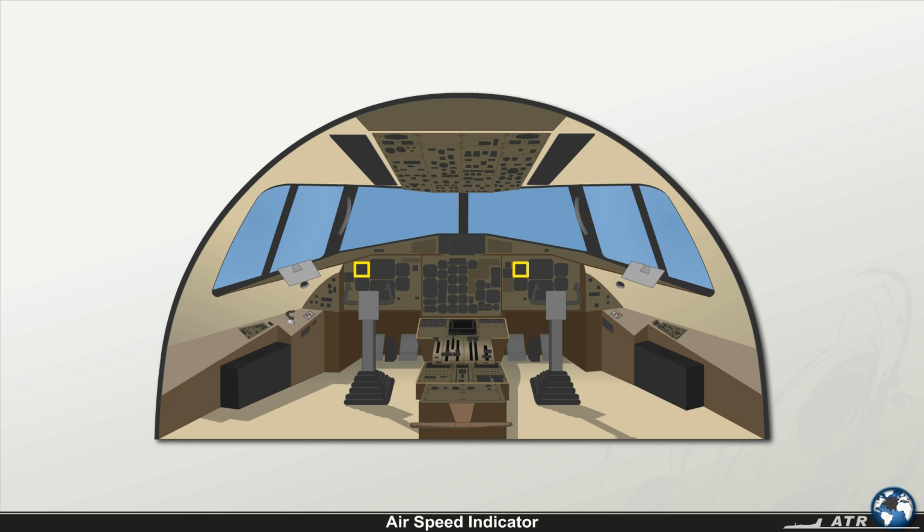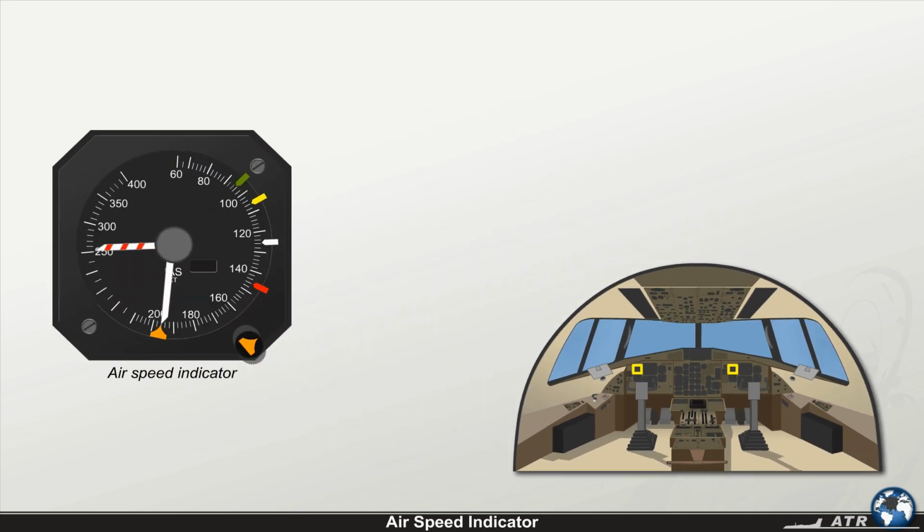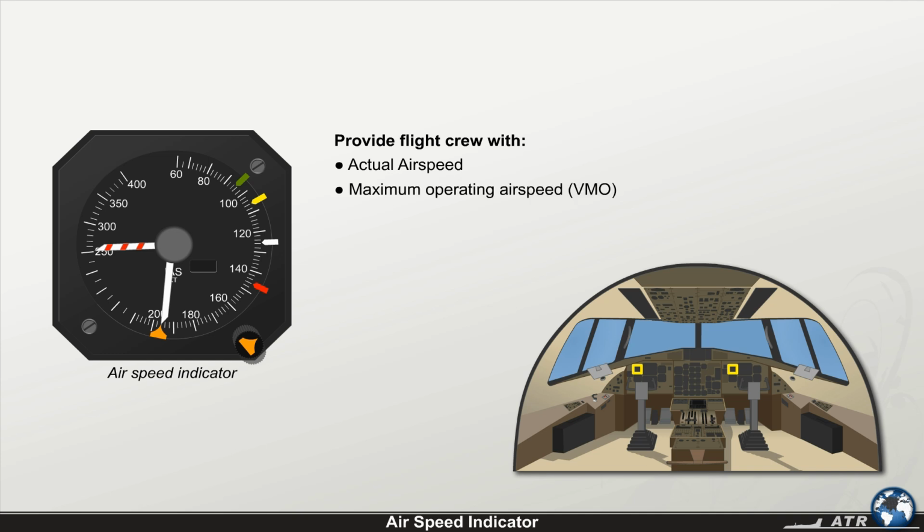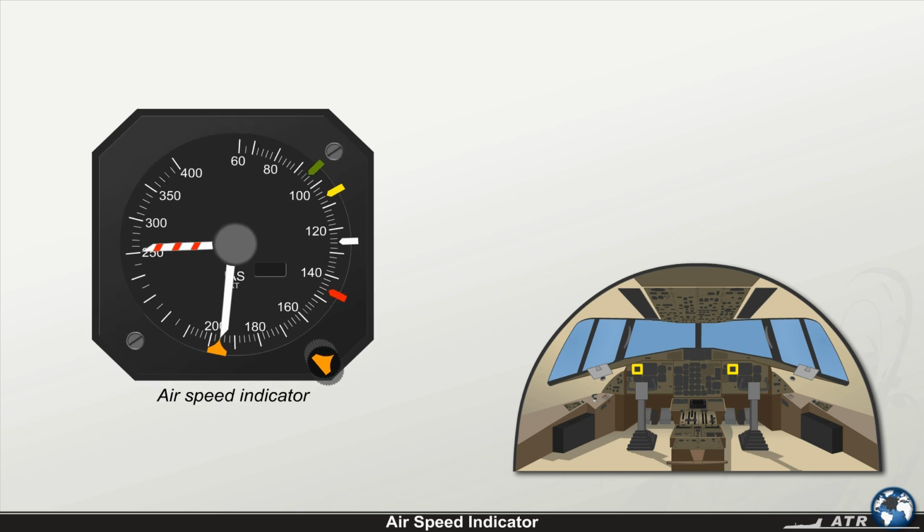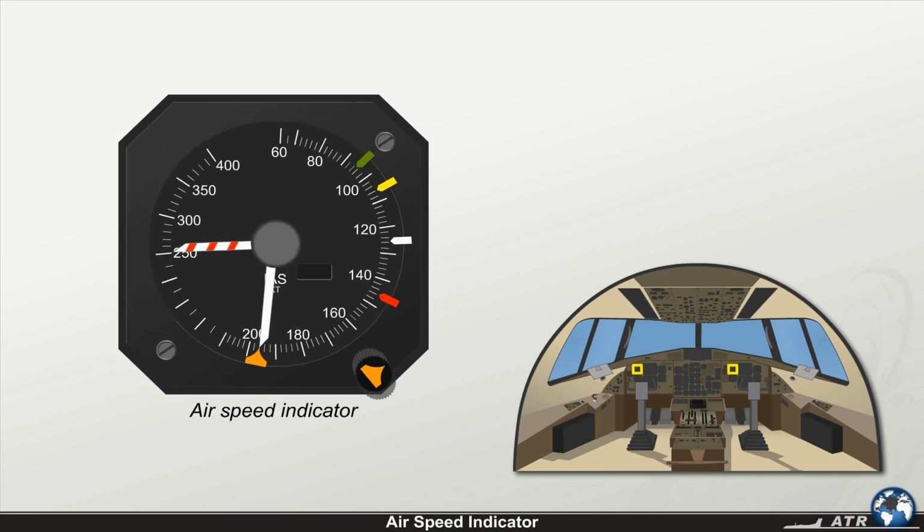Two airspeed indicators are installed in the main instrument panel to provide the flight crew with the actual airspeed and the maximum operating airspeed, VMO, or maximum operating Mach, MMO, indications. Each airspeed indicator has a scale graduated from 60 to 400 knots.